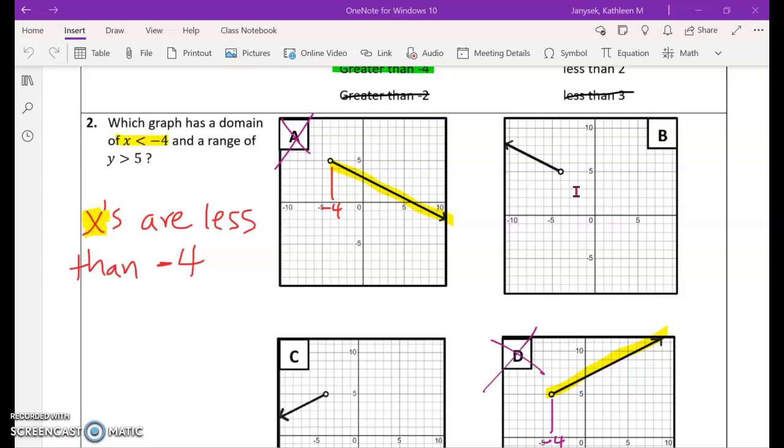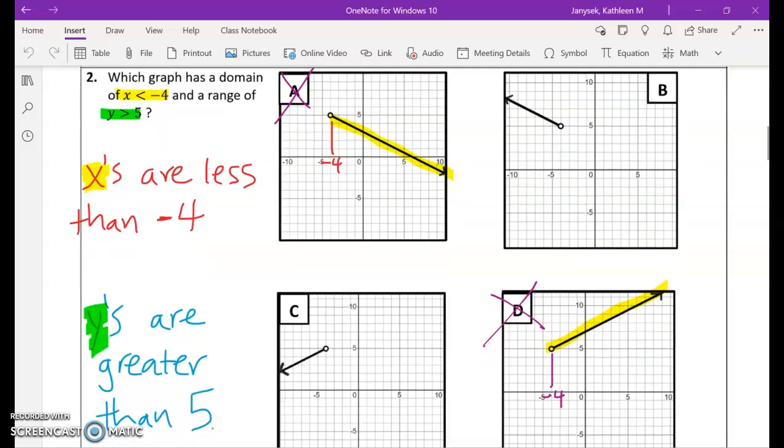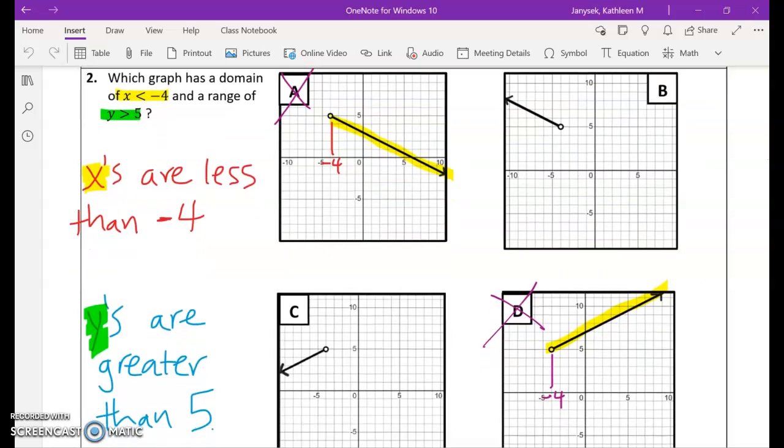Now let's look at our y's. Our y's have to be greater than 5. So y's are greater than 5. So thinking about y's are up and down. So when we're looking at these graphs, we want to see, do they start at 5? You can see this one does indeed start at 5.